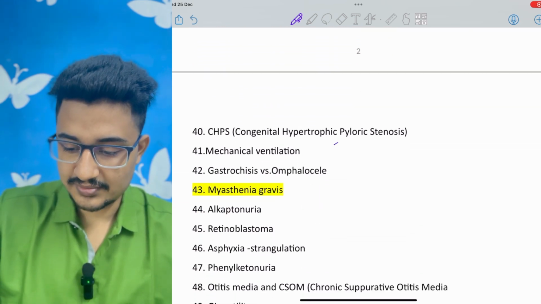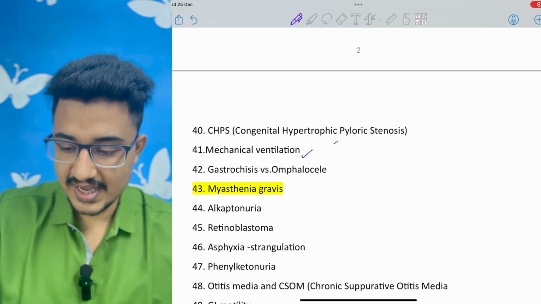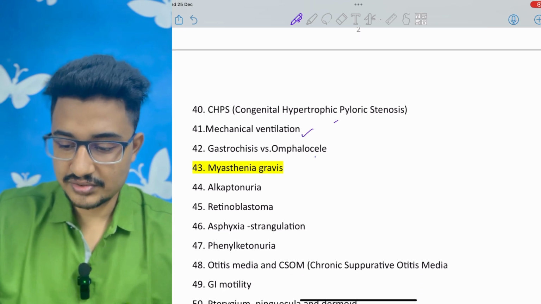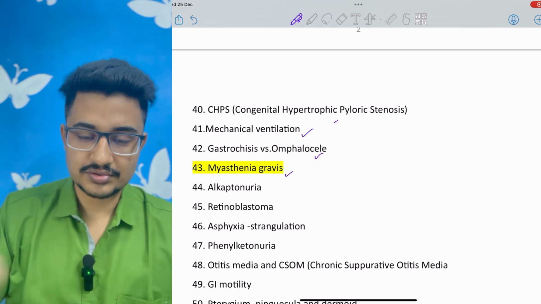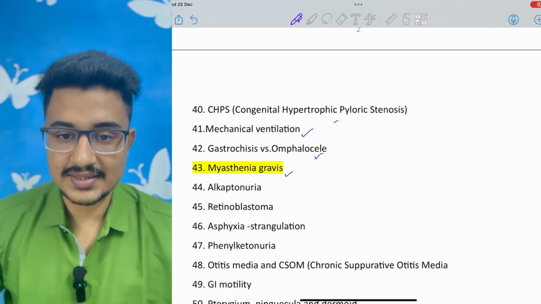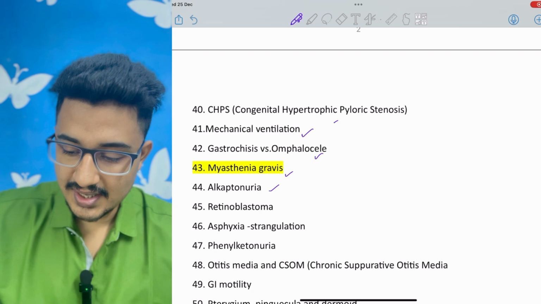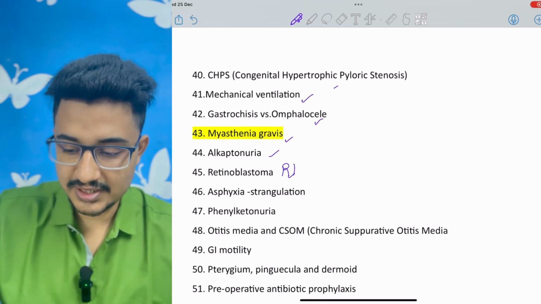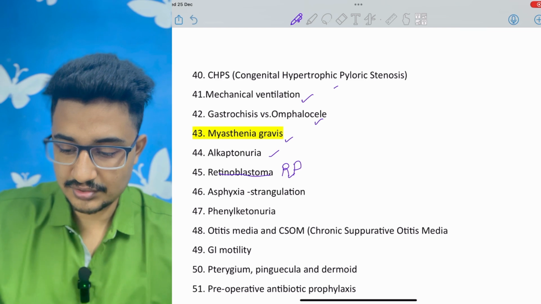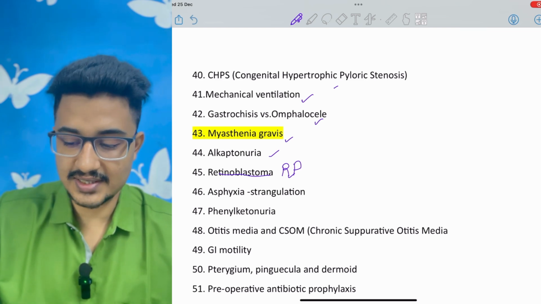CHPS has been repeated once again, sorry for that. Mechanical ventilation, gastroschisis and omphalocele. Myasthenia gravis, it is also a short topic and repeated by the clinical scenario. What is the diagnosis? Alkaptonuria, retinoblastoma and retinitis pigmentosa, you can take it. Okay, this is not retinoblastoma, this is retinitis pigmentosa.